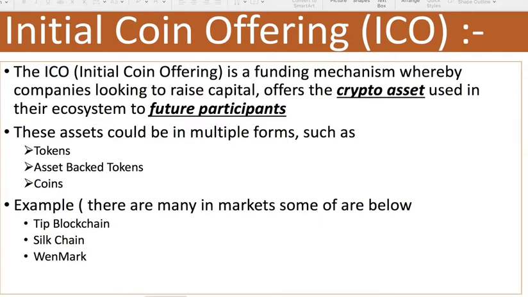An ICO is a funding mechanism wherein companies looking to raise capital sell the crypto asset used in their ecosystem to future participants. So an initial coin offering is essentially a fundraising tool. A startup can create a new cryptocurrency or digital token via a number of different platforms. We'll go through these platforms later. Now, these cryptos can be in multiple forms: tokens, asset backed tokens, and coins.